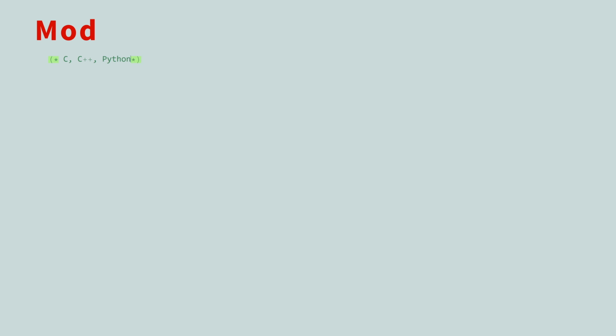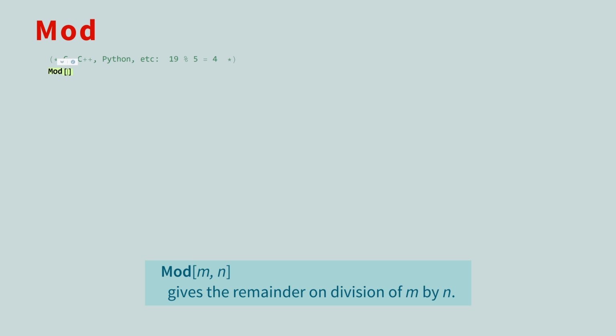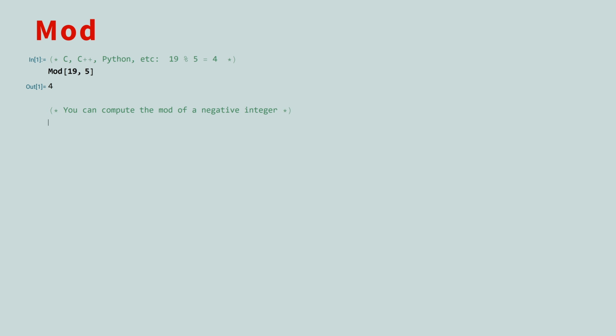In most programming languages, you use the percent operator for the modulus operator. 19 mod 5 is 4, because when you divide 19 by 5, the remainder is 4. In Mathematica and the Wolfram language, you use the Mod function. The first argument is the number, and the second argument is the modulus. You can compute the mod of a negative integer. If you're not familiar with computing the remainder when you divide a negative integer by a positive integer, you can also think of this as the first non-negative integer you get if you keep adding 5 to negative 19.